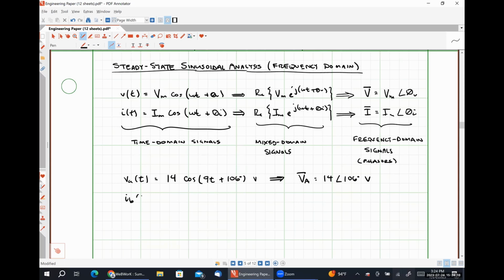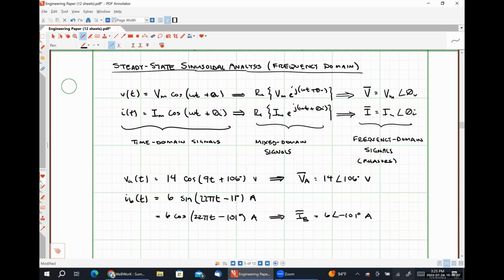Let's say instead that we have a current, IB, that is 6 sine 22 pi t minus 11 degrees amps. We're going to need to convert this into a cosine function. So that would look like 6 cosine 22 pi t minus 101 degrees amps. And from there, IB would be 6 angle negative 101 degrees amps.